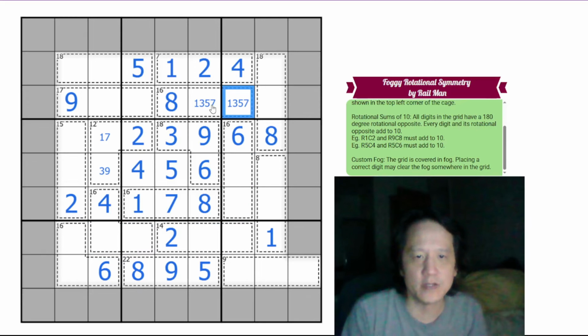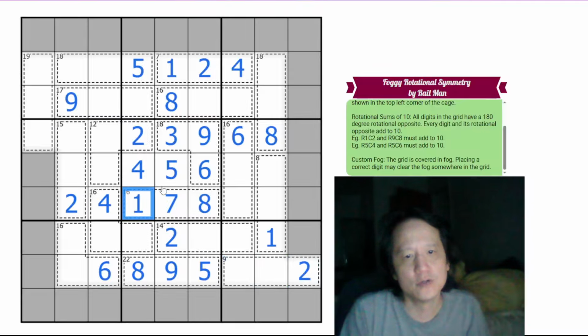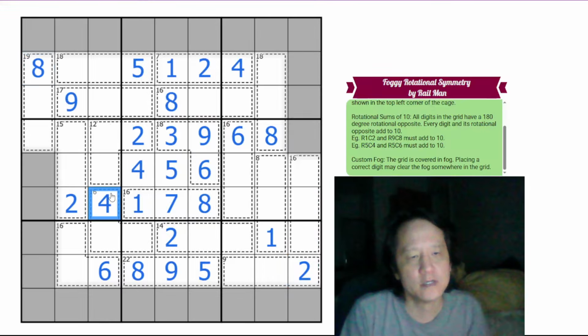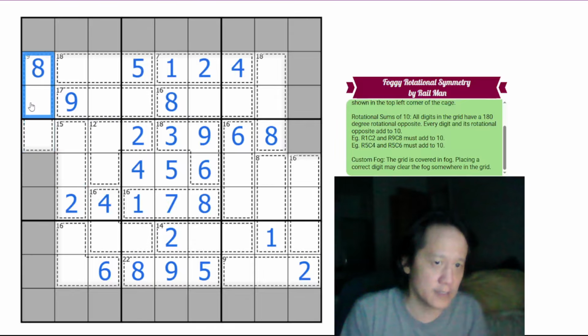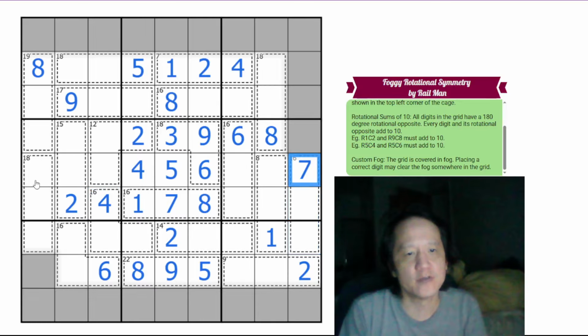13 opposite must be 7, so this is 2. This is 2. Opposite of 2 rotationally is an 8. That means this adds up to 11. 19 minus 8 is 11. So 20 minus 11 is 9. So this is 9, which makes this a 7. 7 is rotationally opposite of a 3.